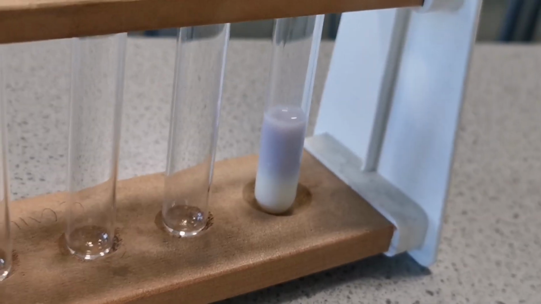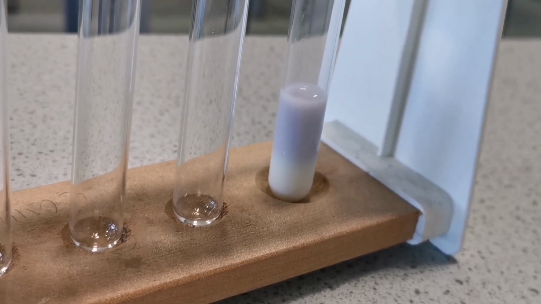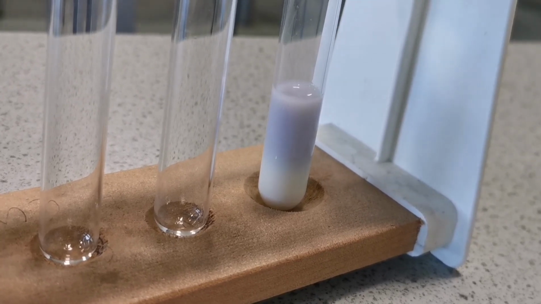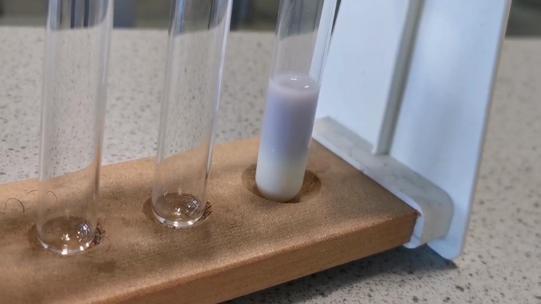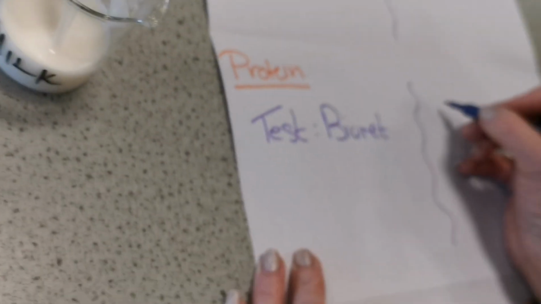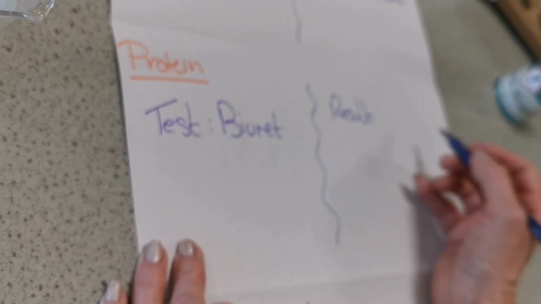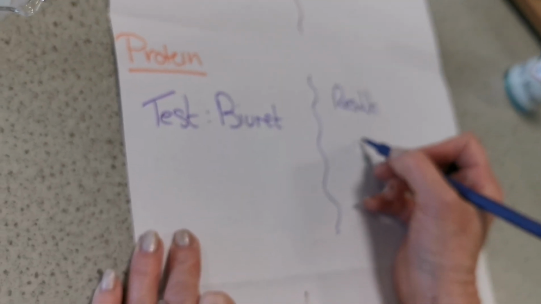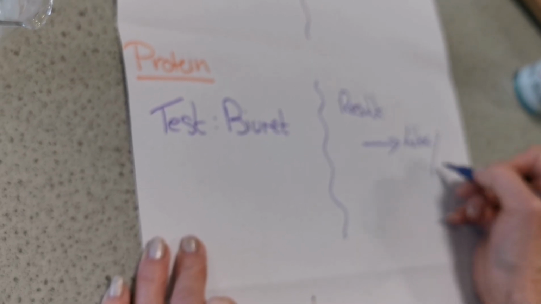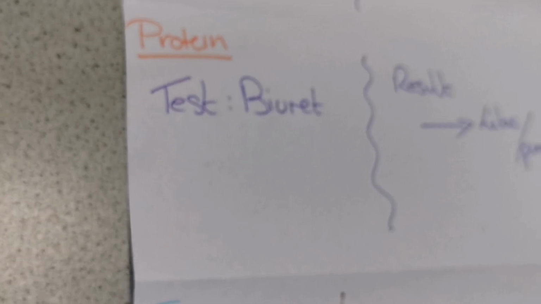Just want to point out, guys, while Miss Nixon is writing this one down, that because the milk is white, it's given us quite a light purple colour. You might get a deeper purple if it wasn't such a light thing that we were testing in the first place. So a positive result for biuret is it goes lilac purple colour.